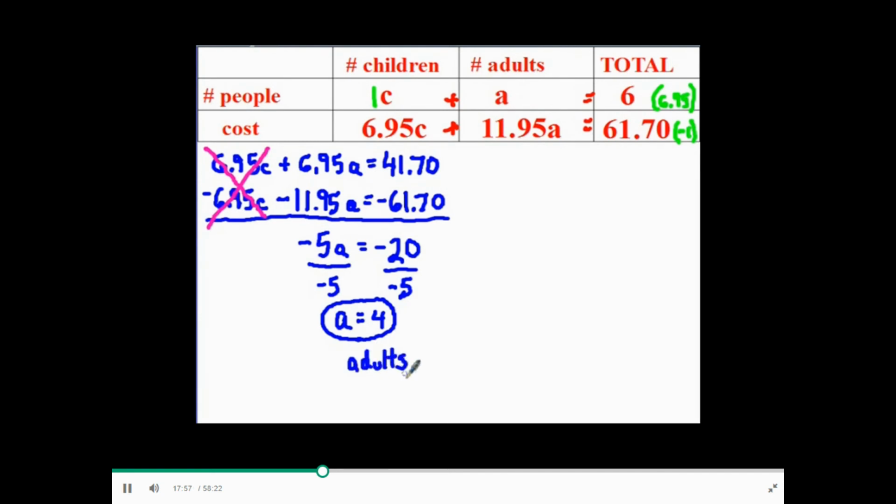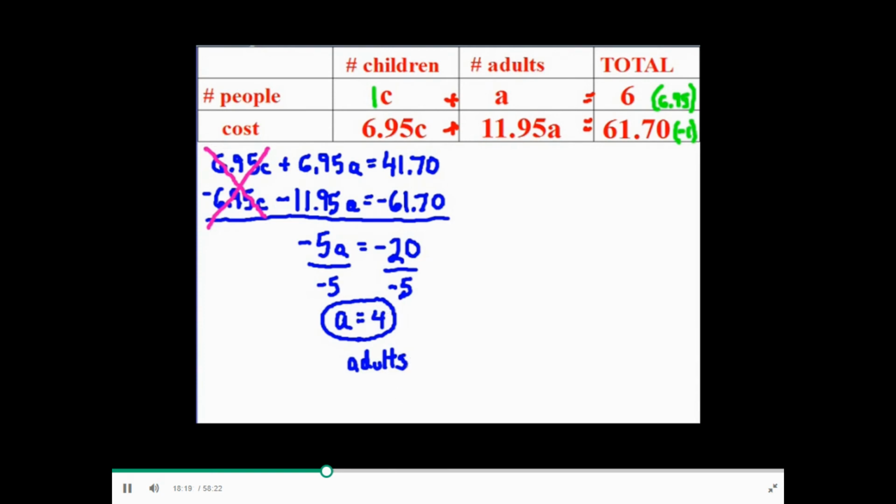So we always make sure that our answer makes sense. If this had been something like 2.7, would it make sense that we have 2.7 adults? No, because people are still entire people. 2.7 would not make any sense. So in this case, 4 is a beautiful number. 4 adults. That makes perfect sense to me.